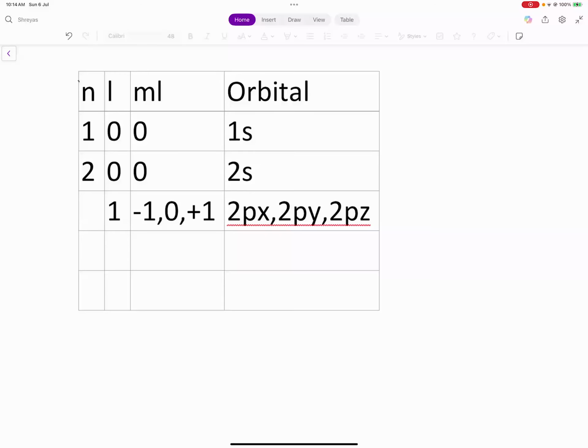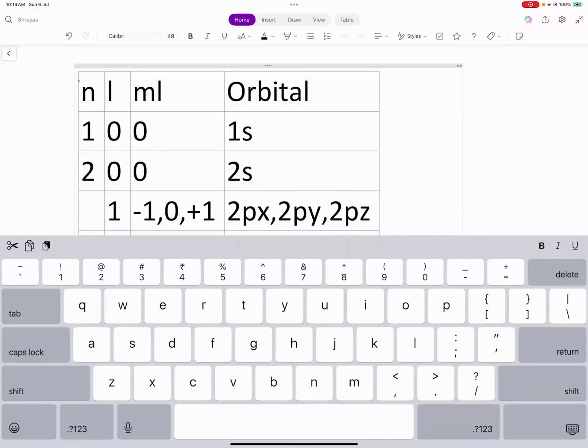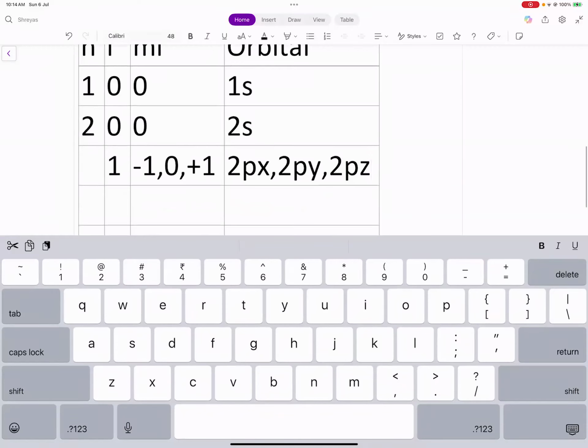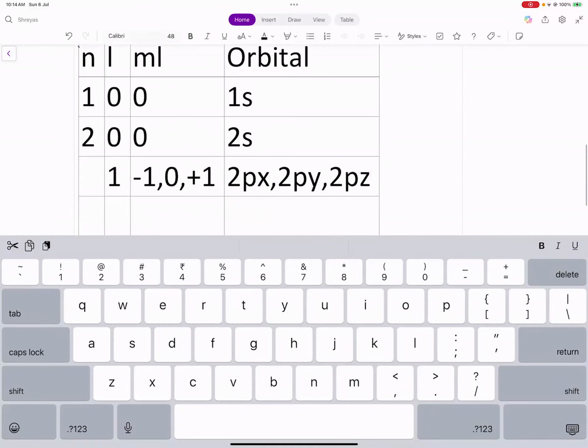Sir, but then why 2p? We generally say it as a complete subshell, so we just say 2p. It's like we say India, then we start making the states: Karnataka, Andhra. 2p is the India, and 2px is Karnataka, 2py Andhra. Got it? Okay.